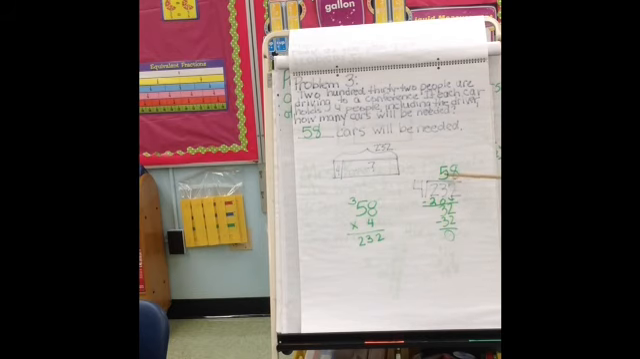To check it, you would take 58 times 4. That's what I did over here. 8 times 4 is 32. Put down the 2, carry the 3. 5 times 4 is 20. Plus 3 is 23. So it checks, 232. 58 cars will be needed.